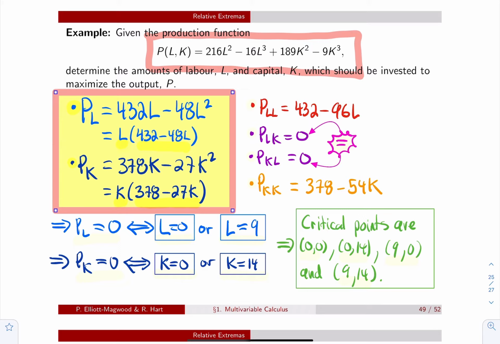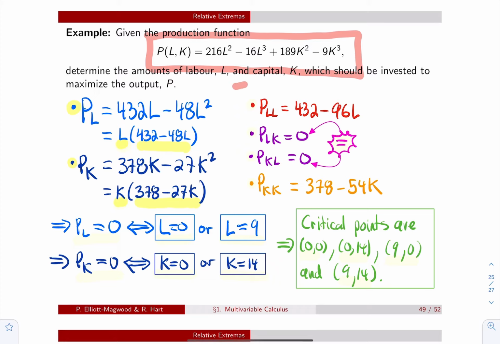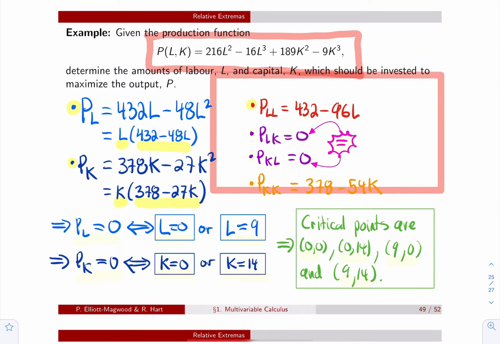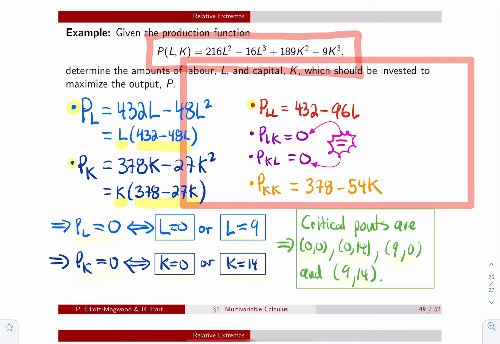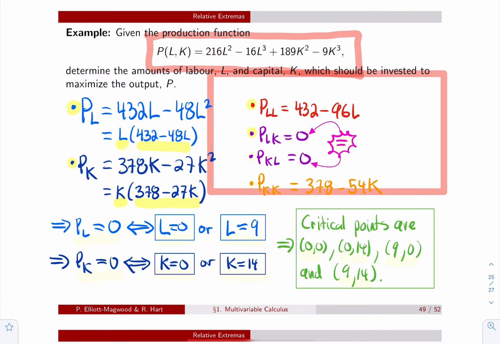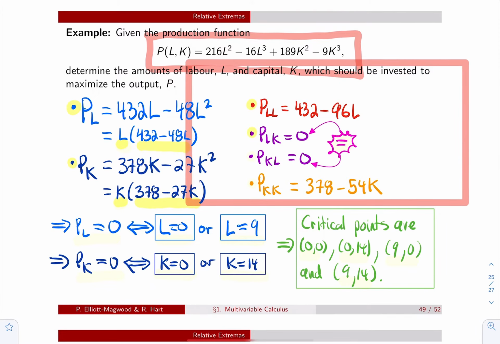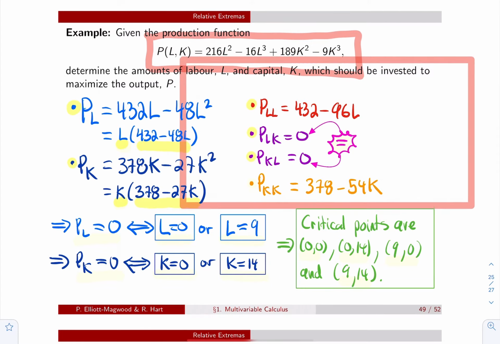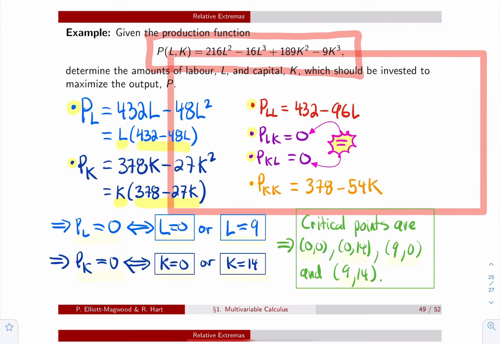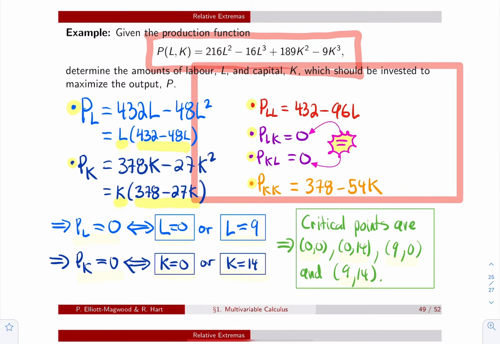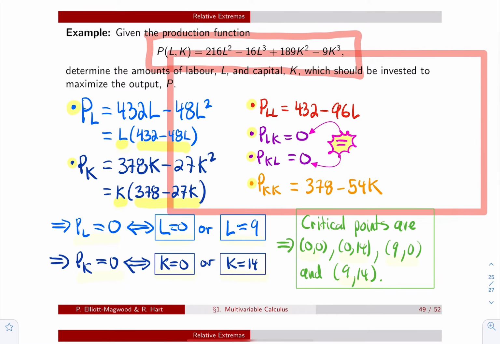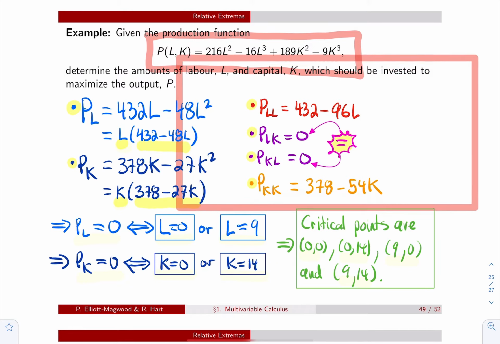But anyways, I'm going to compute second order partial derivatives, might as well. So P_LL, if you take P_L and you redifferentiate with respect to L, you can double check that it gives you 432 minus 96L. If you compute P_LK, there's no K in there, so you just get 0. If you compute P_KL, if you start with P_K and you differentiate with respect to L, there's no L, so you get 0. Again, they're both equal, feels great. And then P_KK, you're going to get 378 minus 54K. Make sure you know how to compute those.